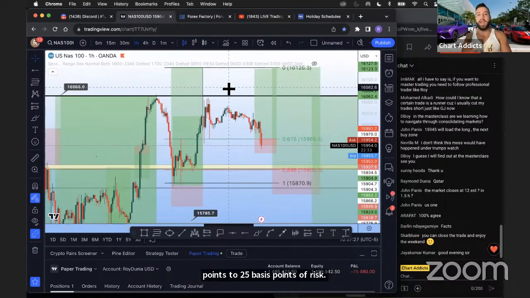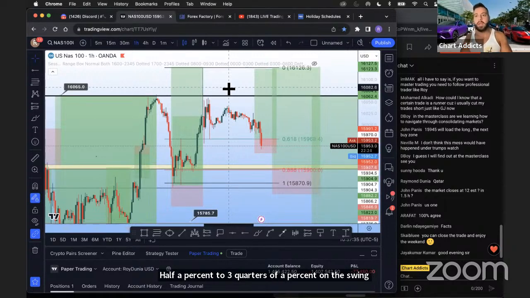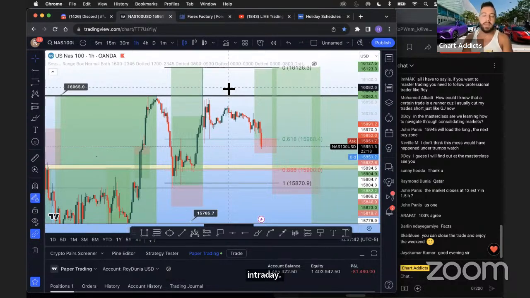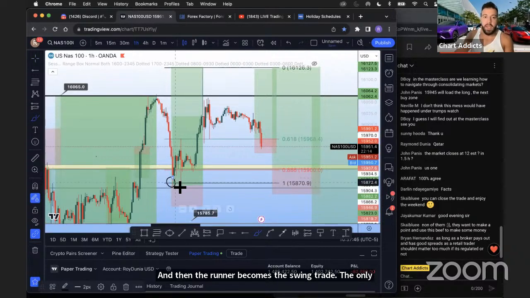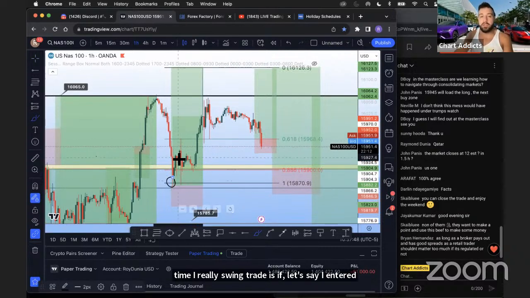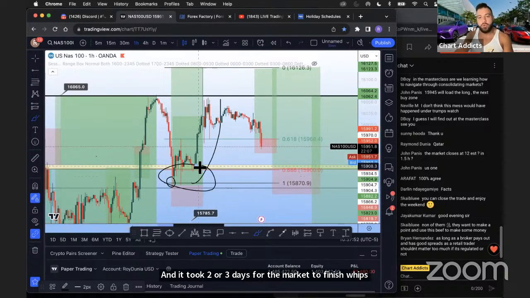For a swing trade, it'd be 0.5%, and the highest I would ever go is 1%, but I try not to do that anymore. 0.5% to 0.75% on the swing trades. Now, all of my trades start off as a scalp or an intraday, and then the runner becomes the swing trade. The only time I really swing trade is if, let's say I entered here, and it took 2-3 days for the market to finish whipsawing, and then it eventually flew. I would have to be in that entry for 2 or 3 days.